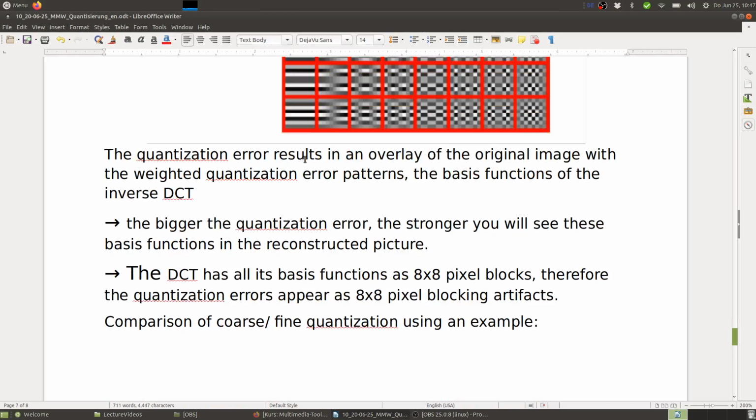So the quantization error results in an overlay of the original image with the weighted quantization error patterns, the basis functions of the inverse DCT. So the bigger the quantization error, the stronger you will see those basis functions in the reconstructed picture. The DCT has all its basis functions as 8x8 pixel blocks, therefore the quantization error appears as 8x8 pixel blocking artifacts. Right? So they all have in common this shape, and that's why this shape becomes most visible. Right. So this is 14. Make this the same size.